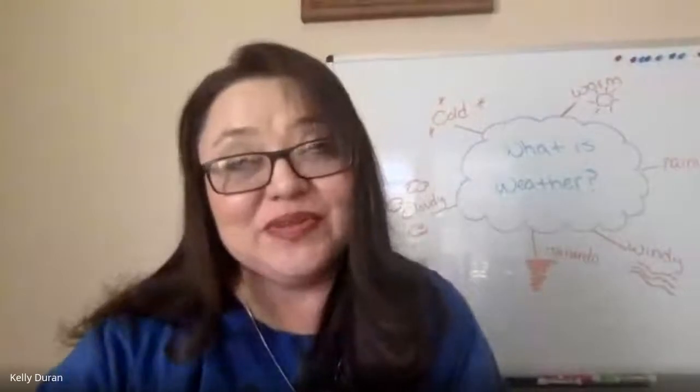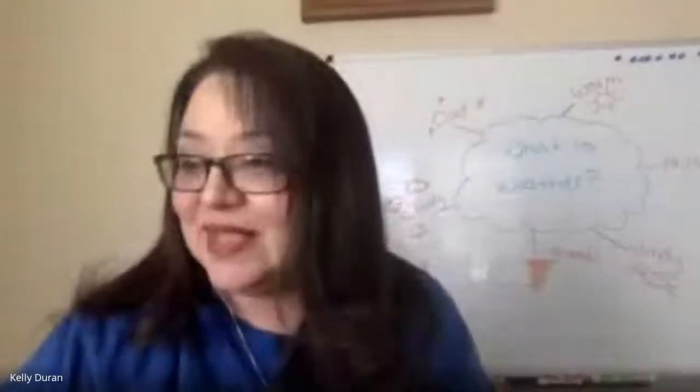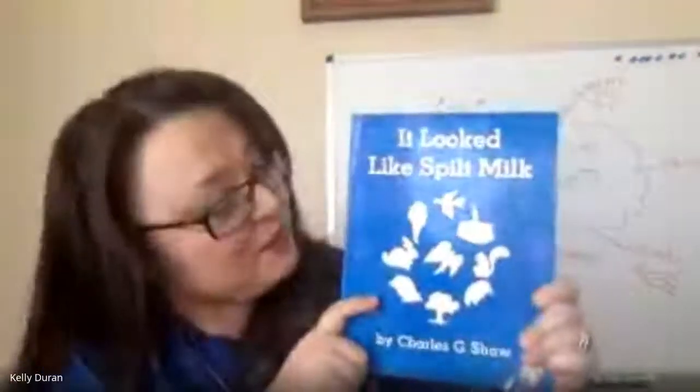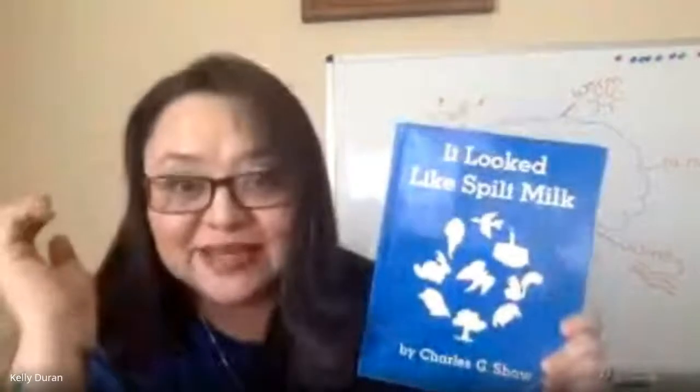Okay, so the next thing we're going to do is something really fun, and I love this. I'm going to read you a book, and it's called It Looked Like Spilt Milk. I absolutely love this book. This book is about the different shapes that clouds can make. So I'm going to read you this story. Here we go.